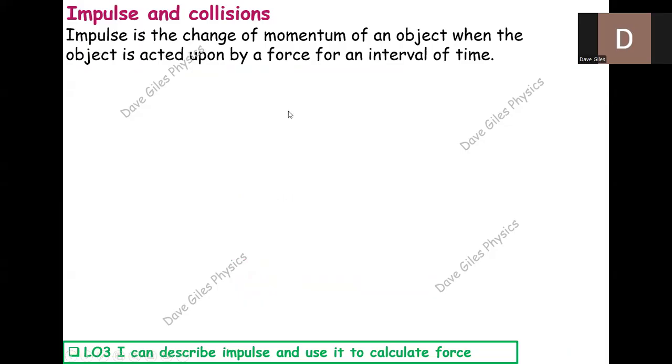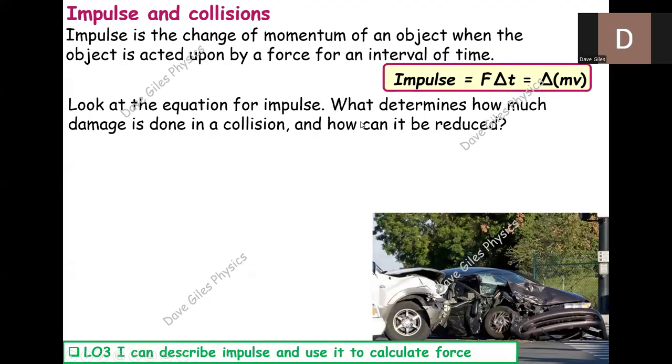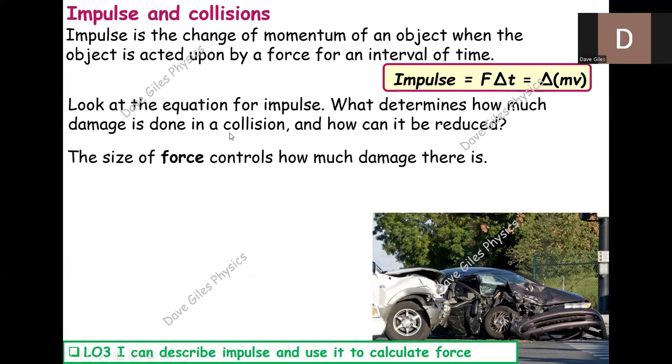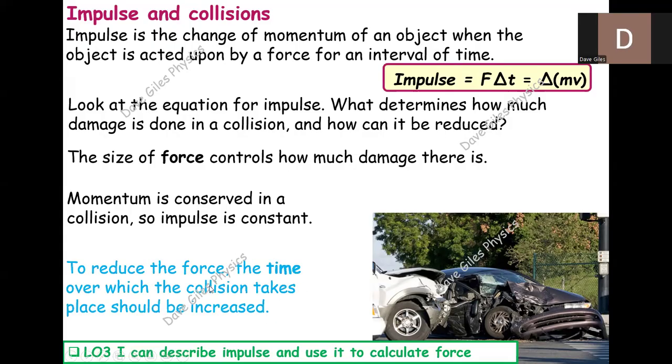So we've already defined impulse, and we can look at the equation for impulse. What determines how much damage is done in a collision and how can it be reduced? The size of the force controls how much damage there is. Momentum is conserved in a collision, so impulse is constant. To reduce the force, the time over which the collision takes place should be increased. So you want to extend the time of the collision, which is why we have safety features in cars which try and increase the time of the collision. There's one you can see in this picture, which is the crumple zone. We'll talk about that in a second.